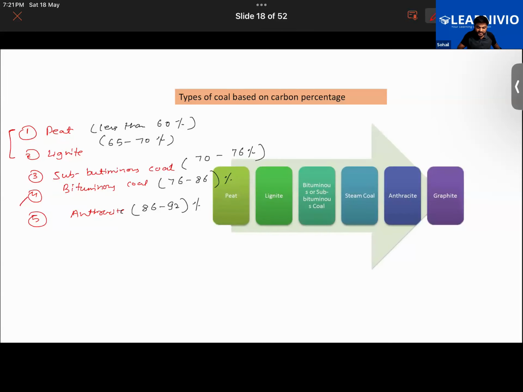Sir, you have these things also like graphite. Graphite is in the pencil. Exactly. So is it flammable? No, it is not flammable.